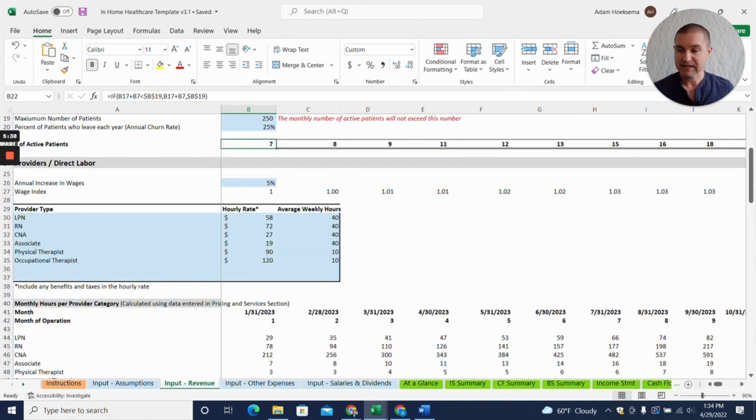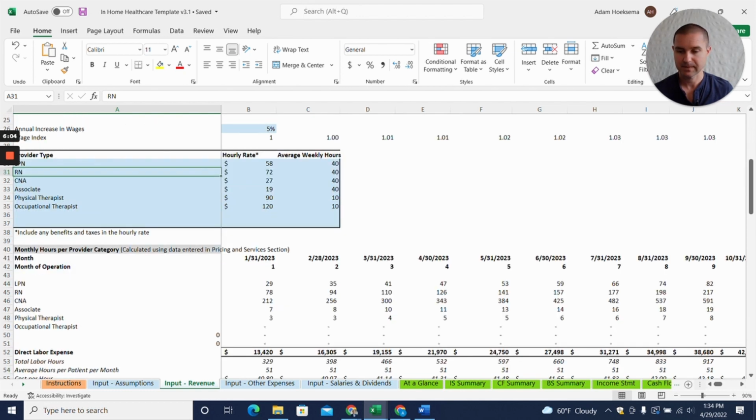From there, we need to enter in some things about our different providers. So we add our different providers and then the hourly rate that we have to pay them, and this is kind of the full cost. So it's their hourly rate plus any benefits and taxes that are involved there as well. And then the average hours per week that they work.